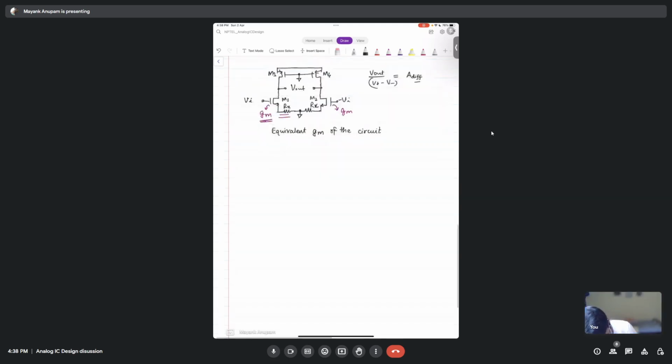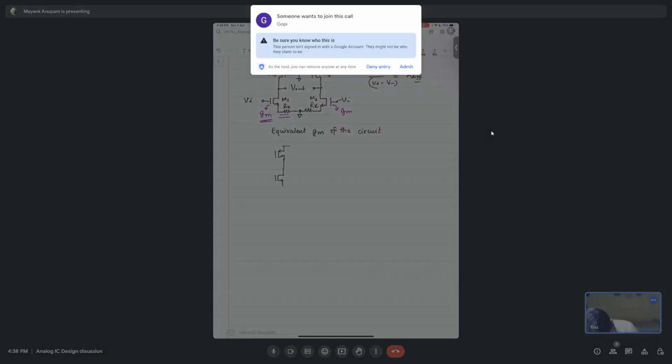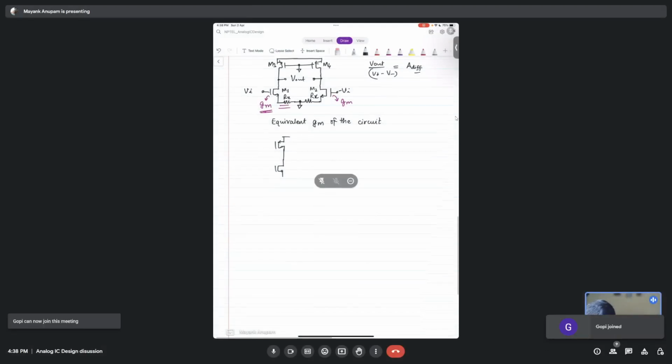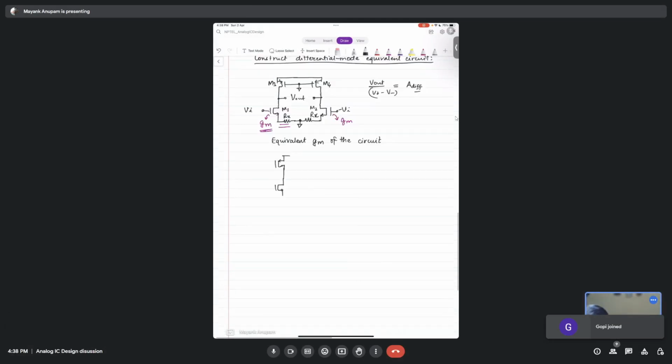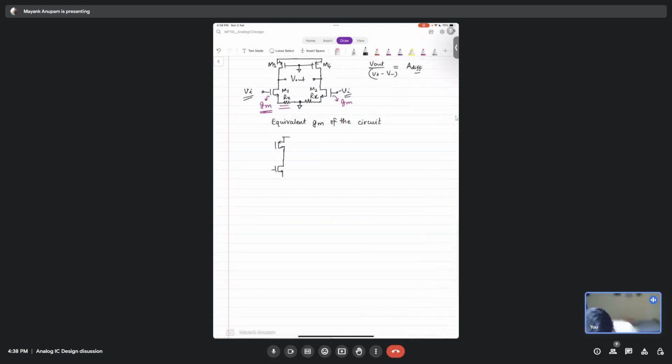One second. Let's go slowly. So this is one half. Basically, we will have to use superposition, isn't it? We will have to use the principle of superposition here. We'll have to take Vi and minus Vi one by one, isn't it? So let's do that. Put Vi first and calculate how much is the V out.